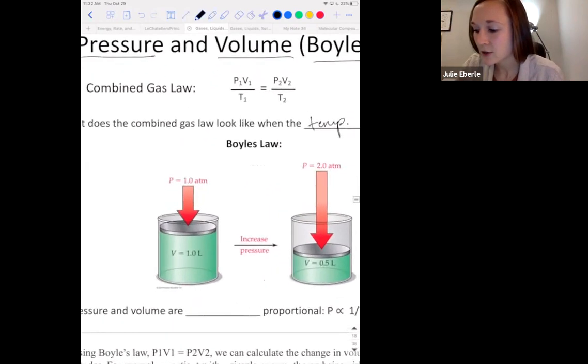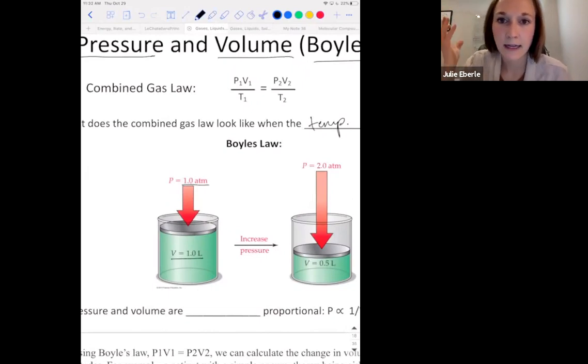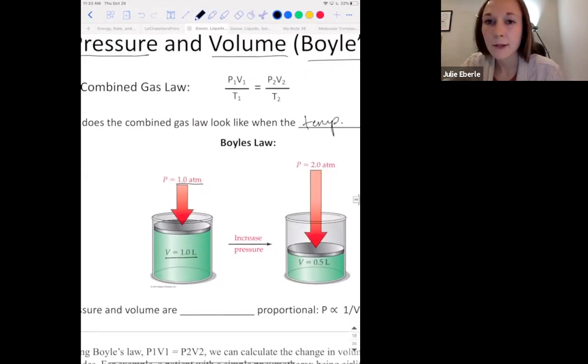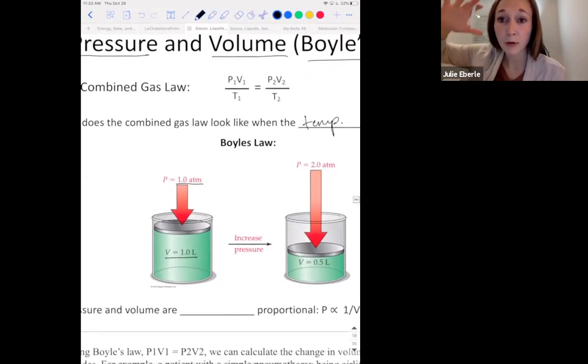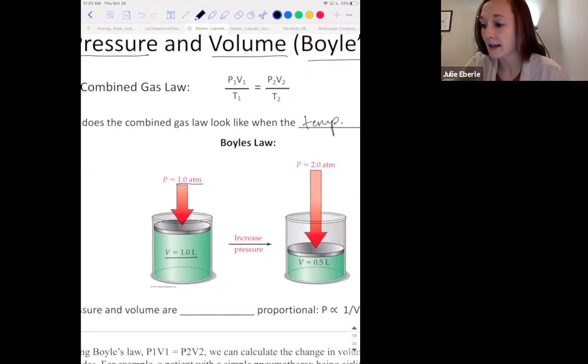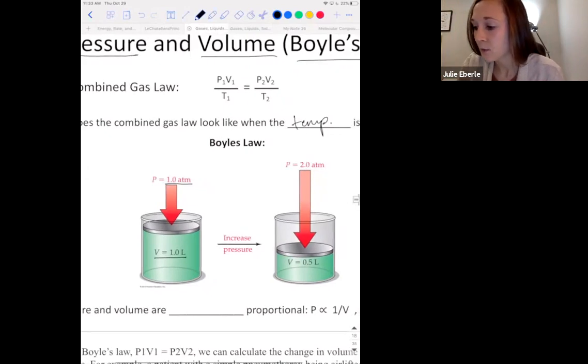So if we have an initial set of conditions, say we have 1 liter of a gas, it doesn't matter what gas it is, and it is held at a pressure of 1 atm. It's exactly what we feel right now, this kind of pressure. Doesn't feel like a lot of pressure, but it's 1 atm. What would happen if we increase the pressure? Well, how do we do that? We could push down on the lid. That's going to increase the pressure inside the container. What if we do that until we have 2 atm of pressure?